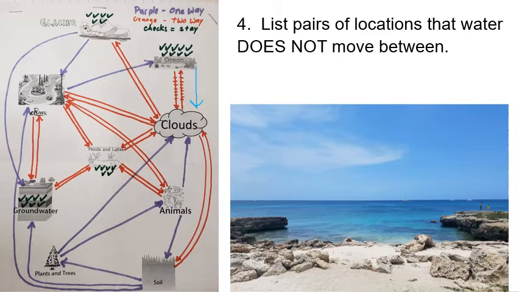It can't go into an animal because animals don't drink salt water. It can't go into a plant because we can't water our plants with salt water. Oceans don't go into rivers. It happens the other way around. So pairs of locations that water does not move between, first of all, is the ocean and every place except clouds. And that's significant because 70% of our planet is covered by water in the oceans, yet that water can only go one place, and that's to a cloud.